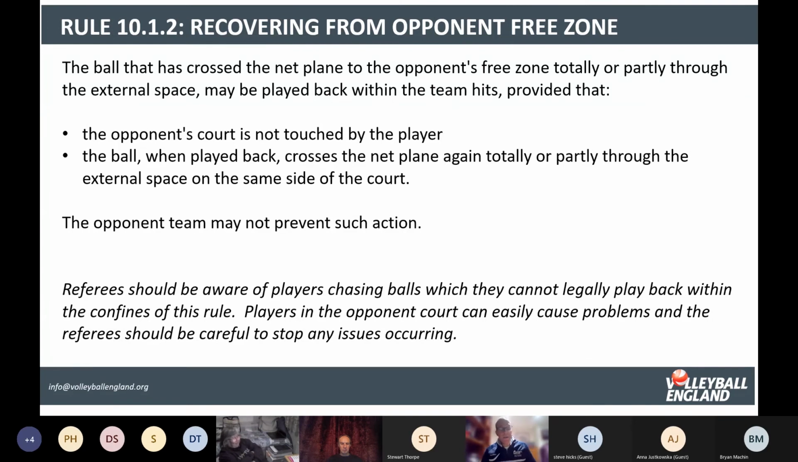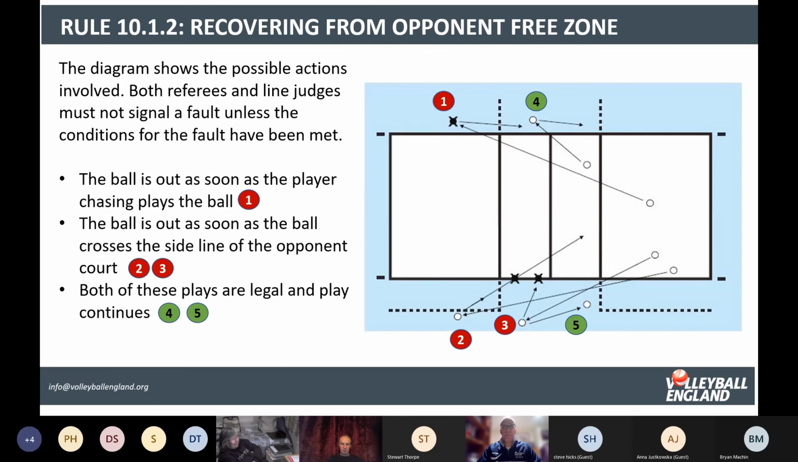So as a referee, just be careful where players get too exuberant and do chase these balls, or chase balls that have gone through the crossing space and are going to go out, because players in the opponent court or the opponent free zone can easily cause problems for you, particularly if they run into players or do something stupid whilst they're there. Just make sure that they know, don't chase these balls unless you know that you can play it back legally.